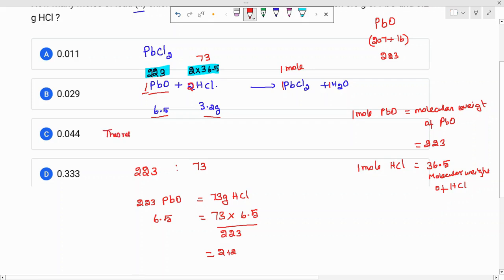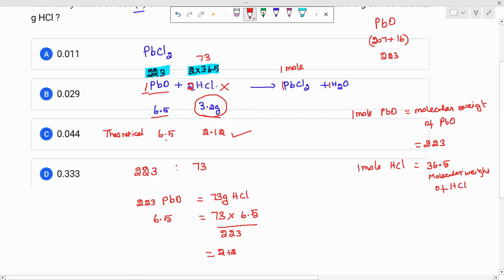The theoretical value will be 2.12 gram. So 6.5 and 2.12 will be the original ratio. But here they have taken 3.2 gram. This is in excess. So we have to take the limiting reagent only for the calculation of the product. We should not take the HCl for the calculation of the product.